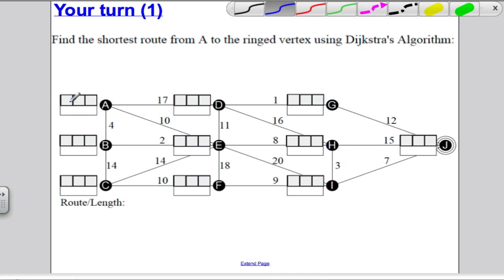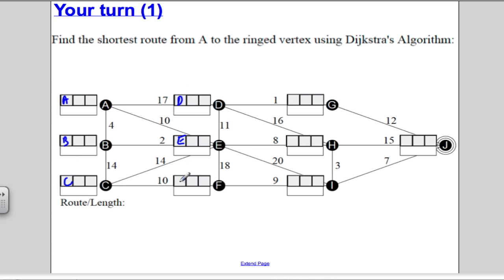Right, first thing I do is labeling all the vertices. That was A, B, C, D, E, F, G, H, I, and J lastly. This question says start at A and you want to end at the ring vertex, which is J. So I want to end at J.